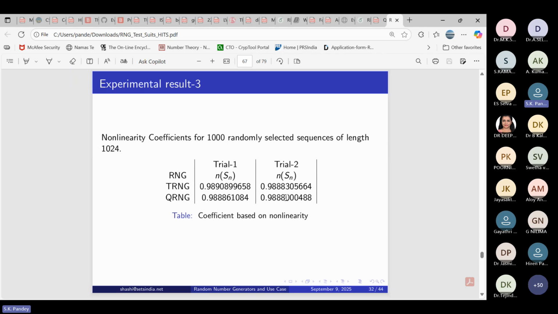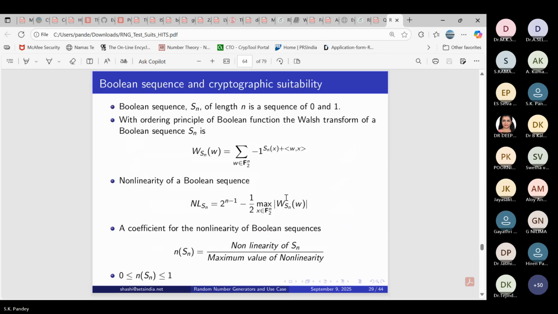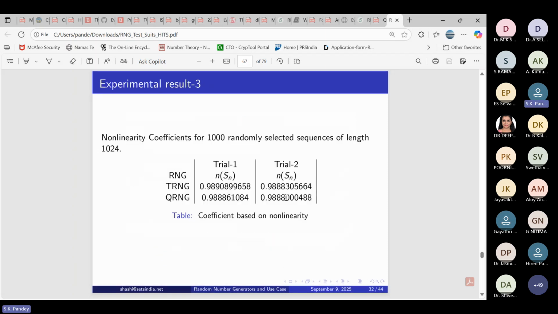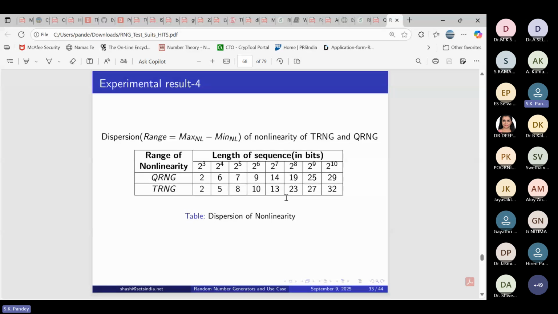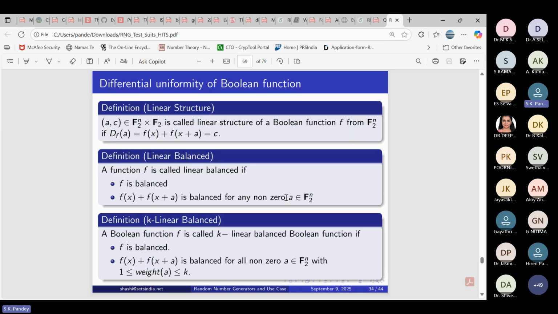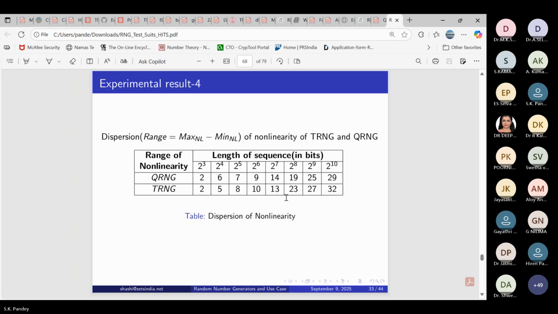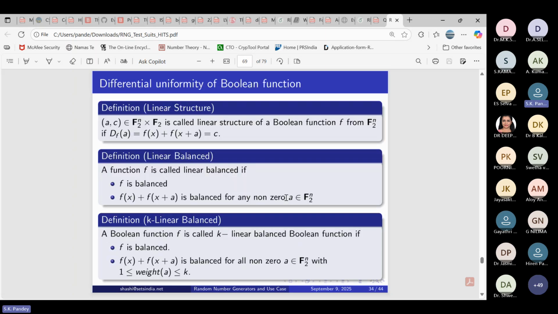This is just a coefficient I discussed here based on the nonlinearity. And based on this coefficient itself, you are able to tell which is the better generator of non-linear sequence, not a linear sequence. We have done it for QRNG and TRNG. It is published work. I hope, if you want, you can find that paper. It is available on my webpage also, and these results were also available.